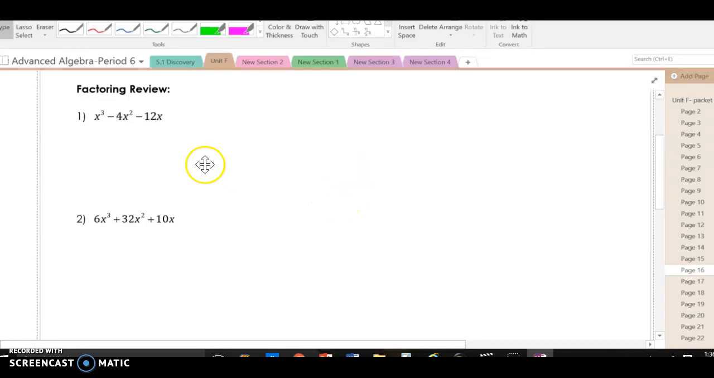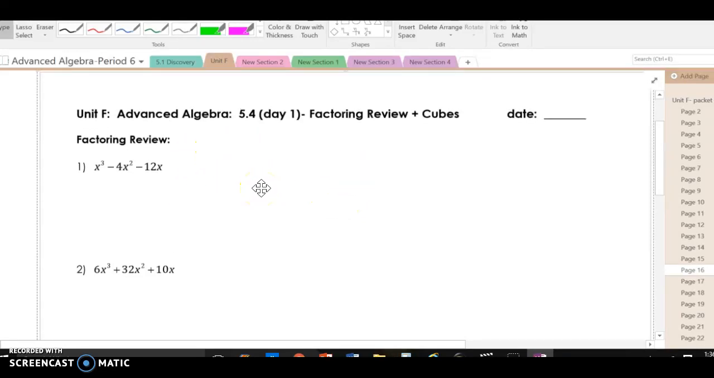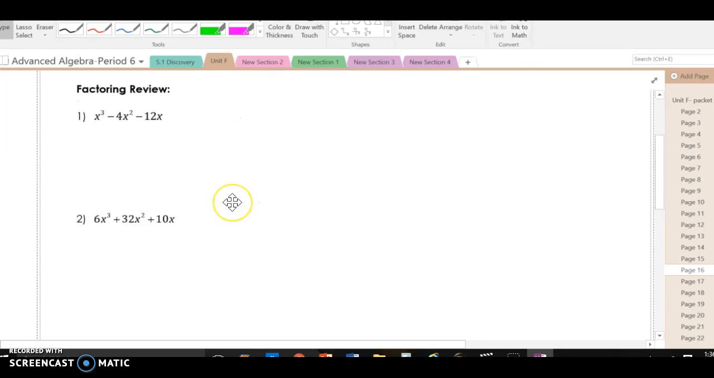Hello, Advanced Algebra. Today is lesson 5.4, day 1, which is factoring review, and then we're going to add a different type of factoring to it. If you remember, factoring is reverse foiling, and when we do this, we always go ahead and look for the greatest common factor first. So right here, when I have x to the third, x squared, x, I have a greatest common factor x. And then when I divide everything by x, I get a remaining polynomial, which would be x squared minus 4x and then minus 12.